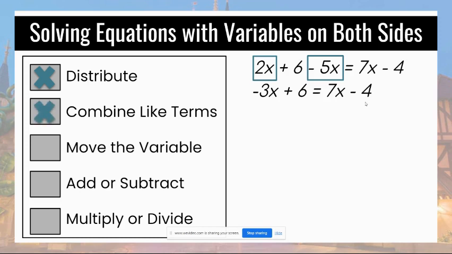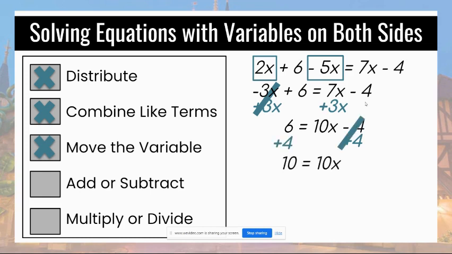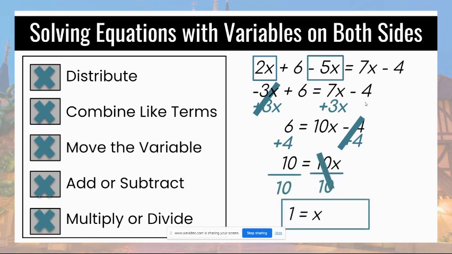Now we can move the variable. We want to move the smaller variable. So the smaller variable would be negative 3x. So I'm going to add 3x to both sides. So I'm left with 6 is equal to 10x minus 4. Again, we're trying to get the x by itself, so I'm going to add 4 to both sides. So I get 10 is equal to 10x. And finally, to get x by itself, divide both sides by 10. I get x equals 1.